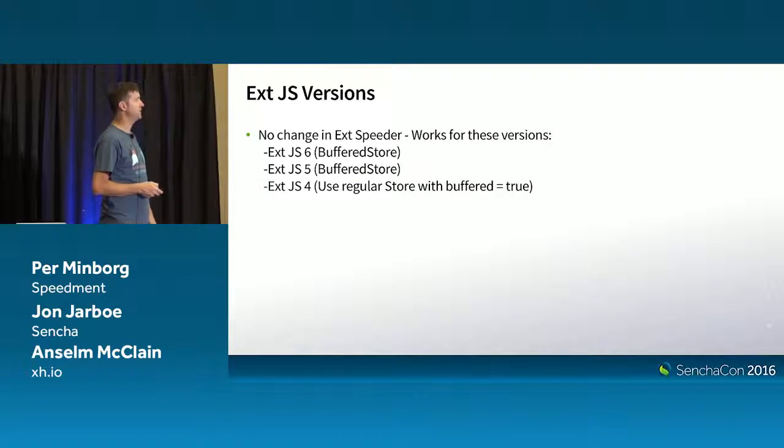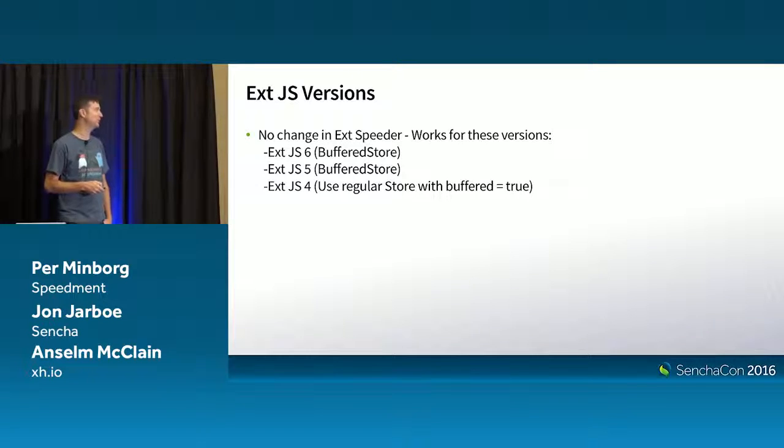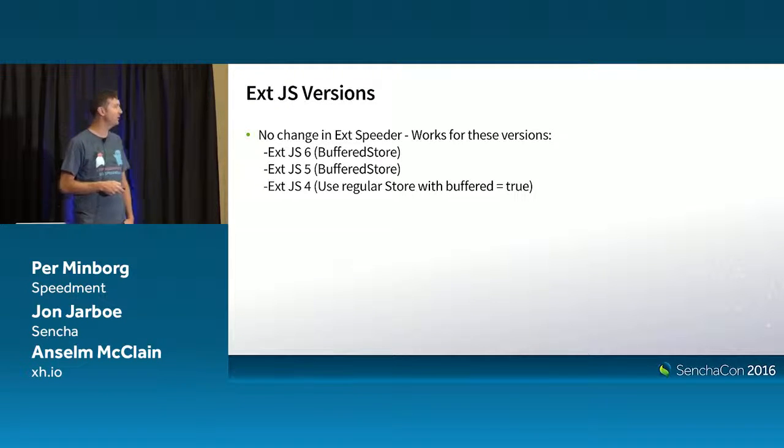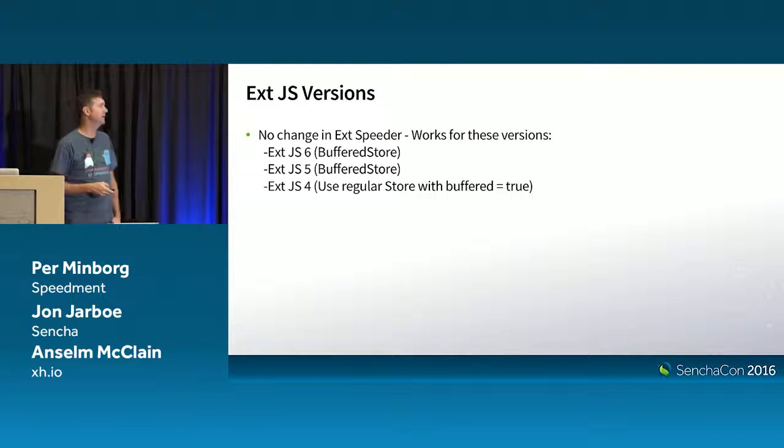When it comes to Ext JS, we support all the recent versions. Maybe Ext JS 4 is not recent, it's a long time ago, but we still support it. For Ext JS 4 you use an ordinary buffered store, whereas for the newer versions you use a regular store, but you have to set the parameter buffered equals true. So it's very easy to integrate with Ext JS.